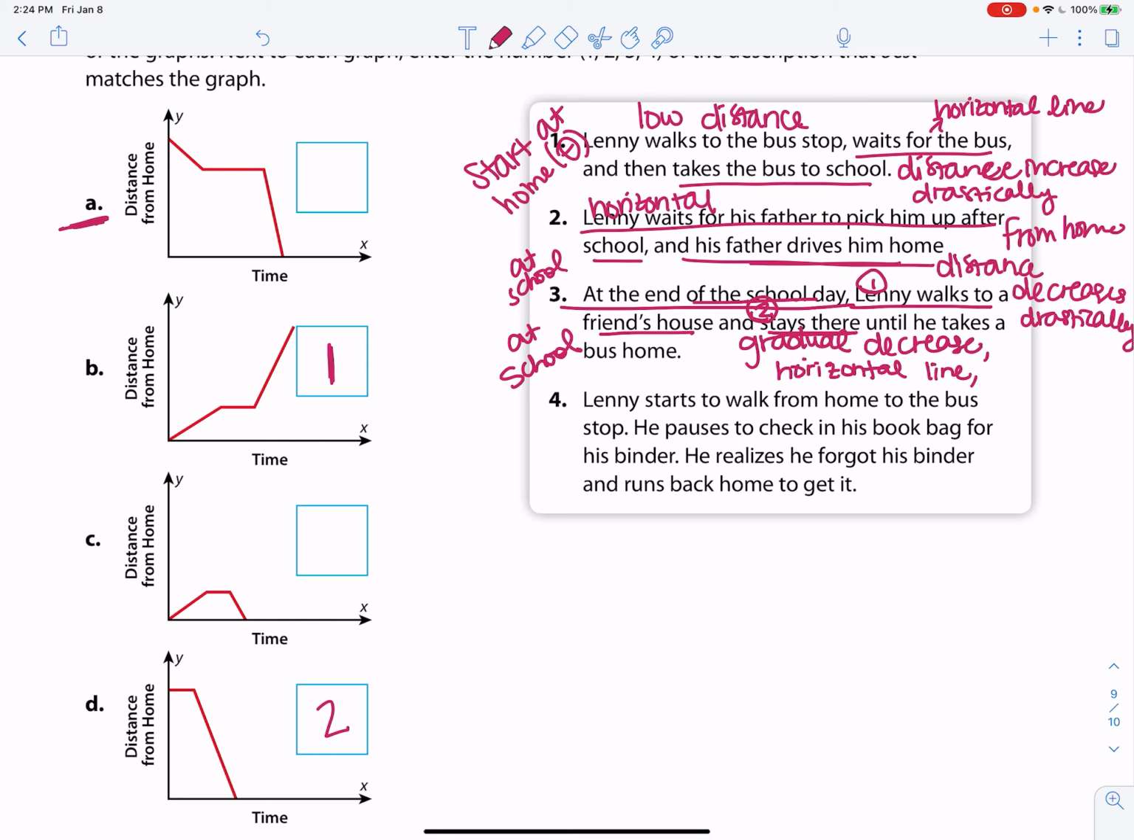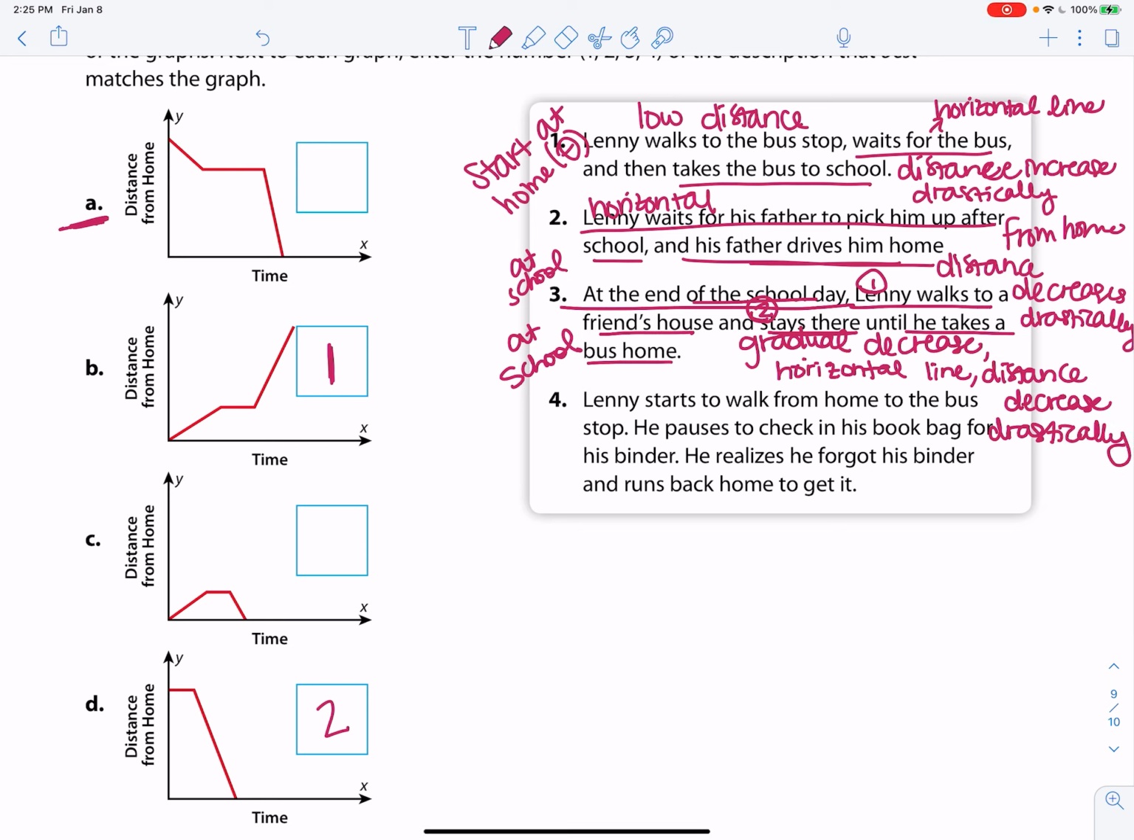And then finally, he's going to take a bus home. So that's going to be a quick decrease in the distance from home once he takes that bus home. So the distance will decrease drastically because of that bus ride home.